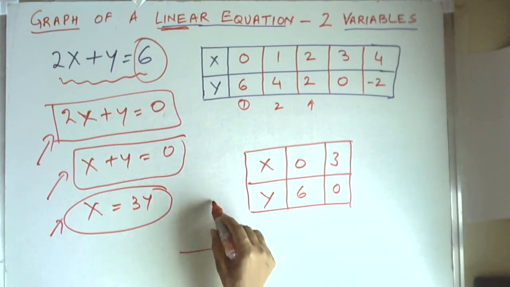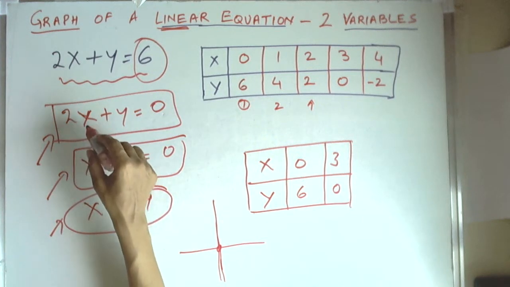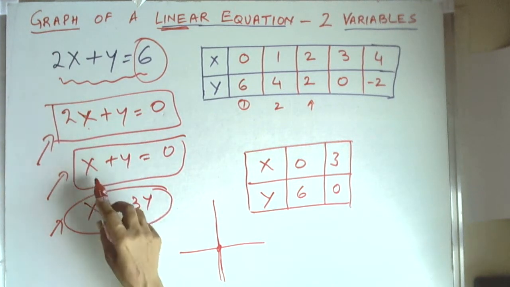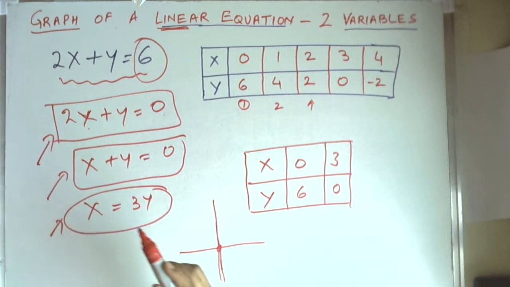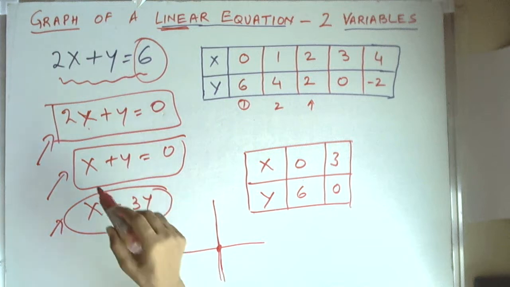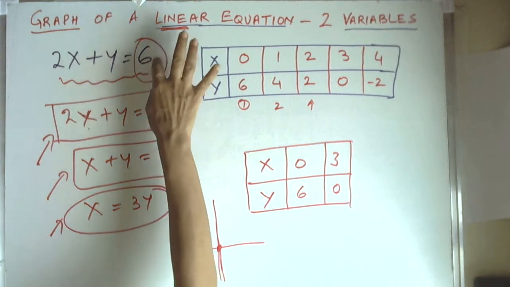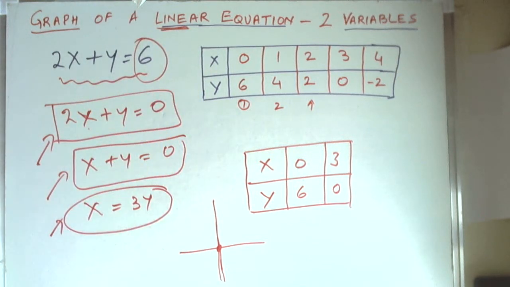So in a Cartesian plane, they will always pass through the origin, because when x is 0, y is also 0. When y is 0, x is 0. So one point is always there, and we have to find one more point by substituting, like x equal to 1, and then find the value of y, and then we can draw a line. So just remember that when this constant is equal to 0, such a linear equation will always pass through the origin of the Cartesian plane.